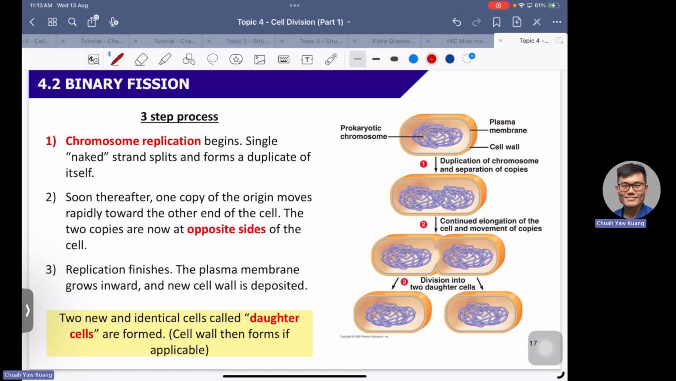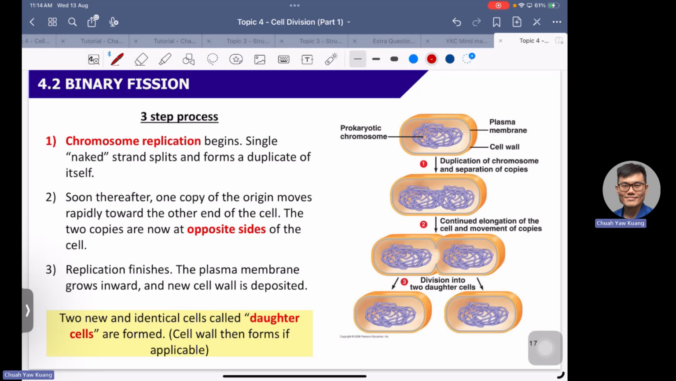So one becomes two, and it is not condensed with proteins to become a chromosome. It's not a chromosome at all, it's just DNA. So they just directly replicate. That's the first step, step number one, replication.